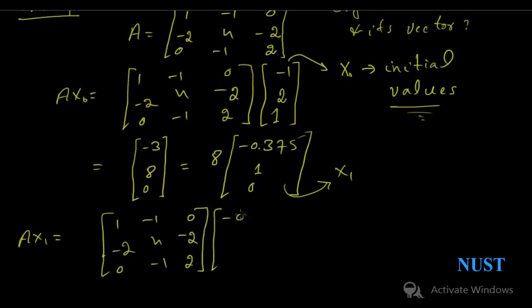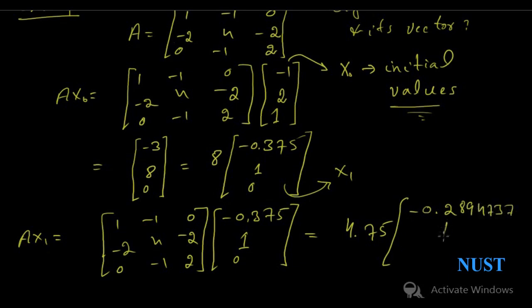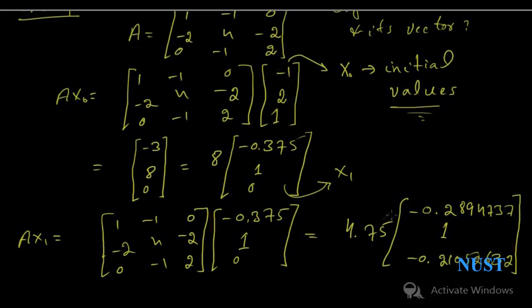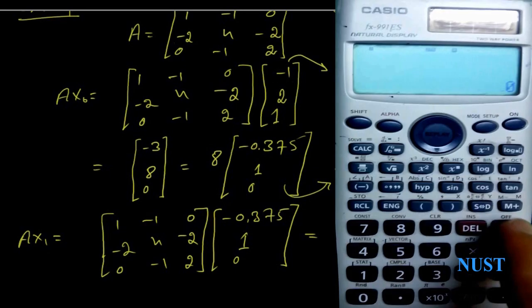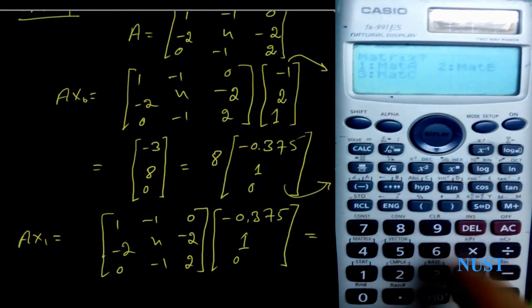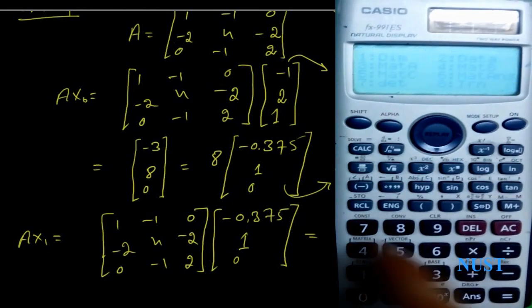In the next iteration, multiply the same matrix A with vector x1. Take the maximum value, which is 4.75, as common, and we are left with vector x2. Use this vector for the third iteration and so on. Now let me show you how to use the calculator in matrix mode.